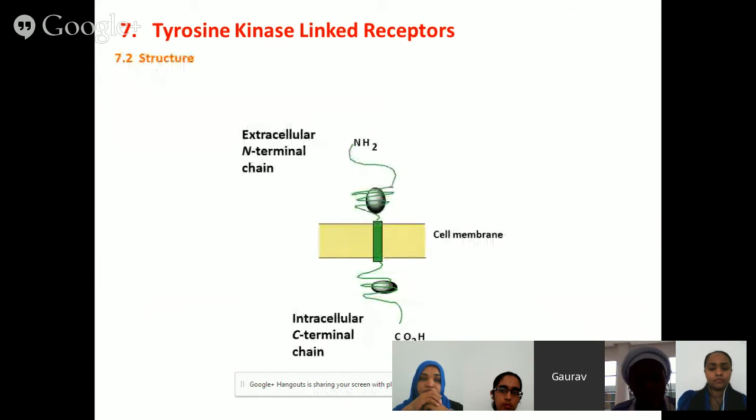So first we'll discuss the structure. This tyrosine kinase linked receptor has a single transmembrane structure. You can see only one time this thread crosses from the extracellular to the intracellular side. That is called a single transmembrane structure. The extracellular terminal is attached with an amine group, and the intracellular with a carboxylic group.